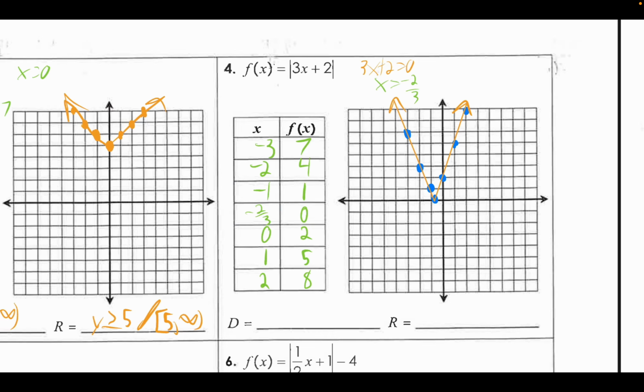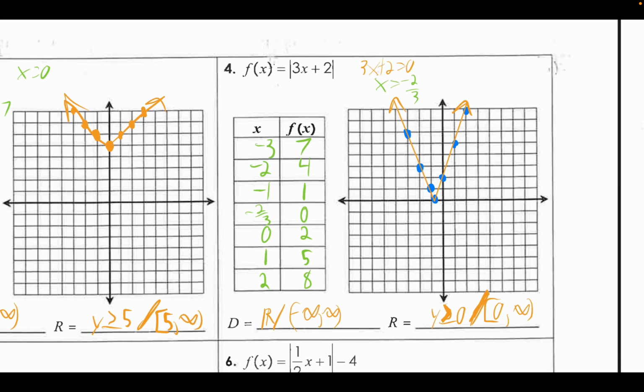So now our domain, once again, is all real numbers, or negative infinity, comma, infinity. And our range is y is greater than or equal to 0, because that's the lowest point it gets for the y values, and the highest it gets is infinity, or 0, comma, infinity.